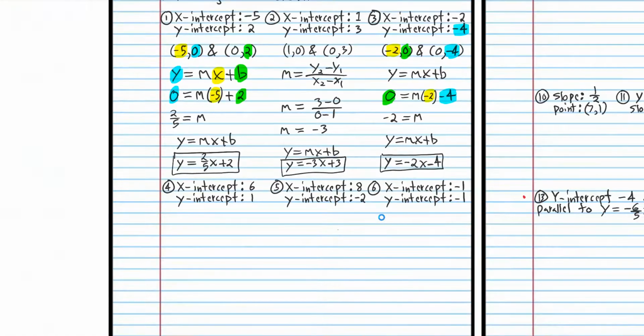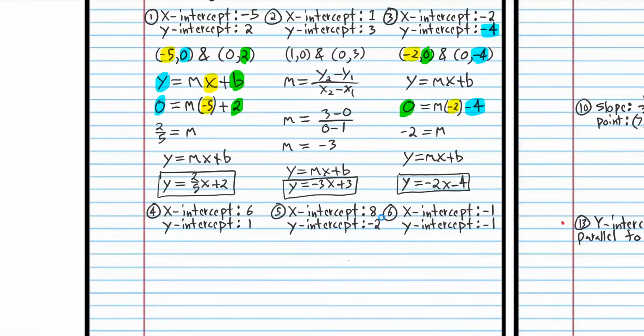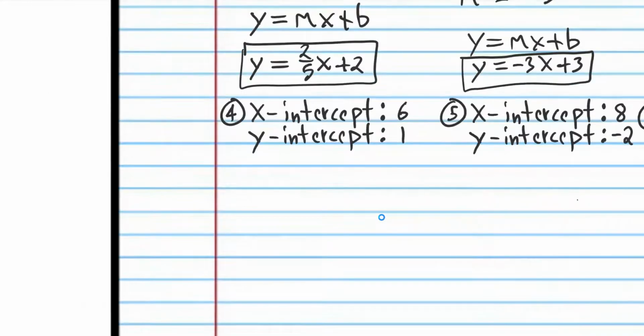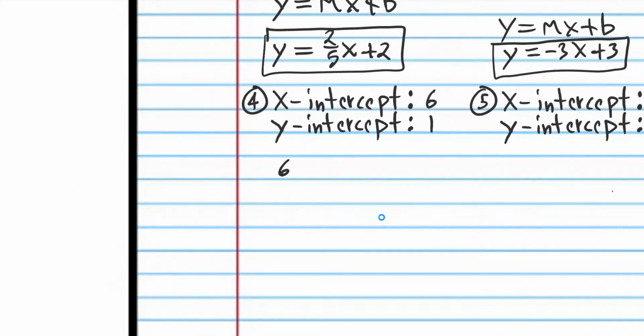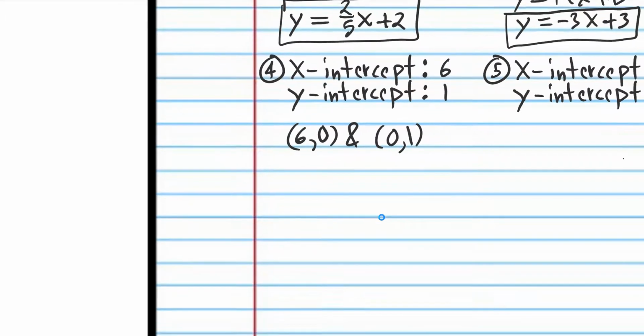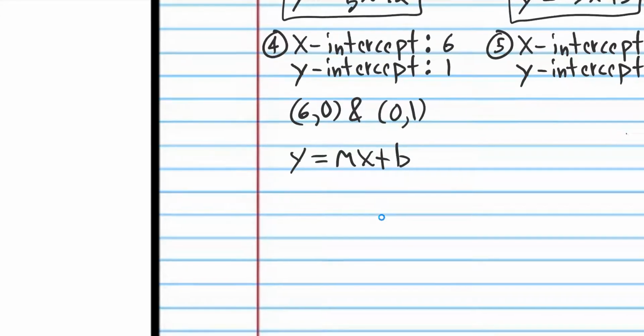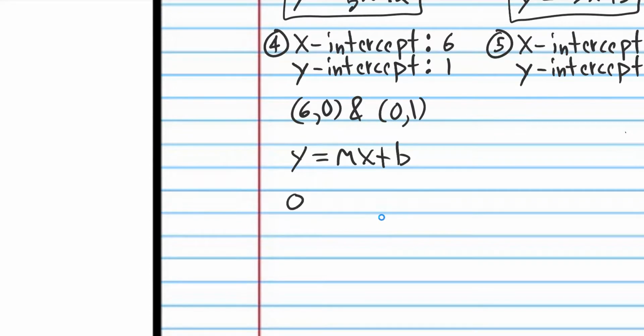Now it's time for you to try, so I'm going to leave those in the window. Try number 4. And when you come back, we'll do it together. All right, we're back. So we have 2 points, 6, 0, and 0, 1. So I'm going to use y equals mx plus b because that's just my preferred method. And y is going to be 0, x is going to be 6, b is going to be 1.